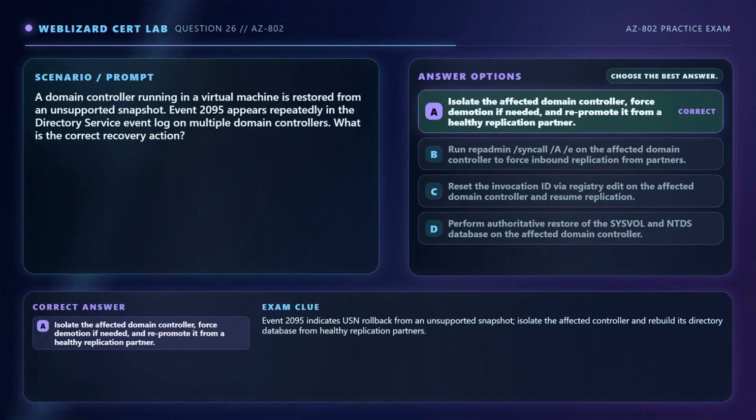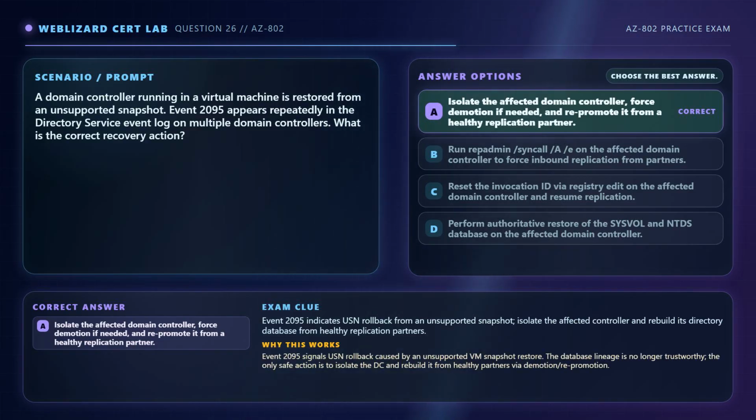The correct answer is A. Isolate the affected domain controller, force demotion if needed, and re-promote it from a healthy replication partner. Event 2095 signals USN rollback caused by an unsupported VM snapshot restore. The database lineage is no longer trustworthy. The only safe action is to isolate the DC and rebuild it from healthy partners via demotion-repromotion.